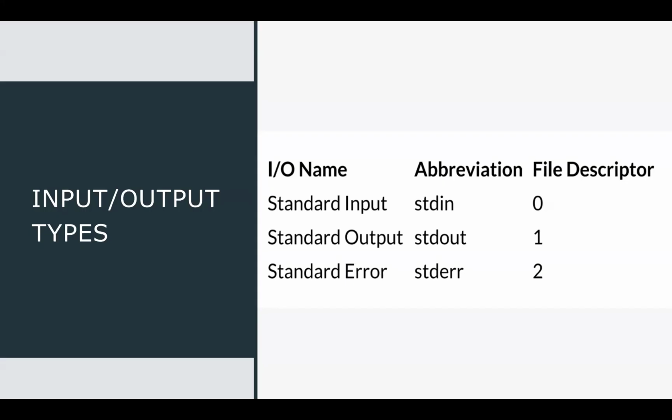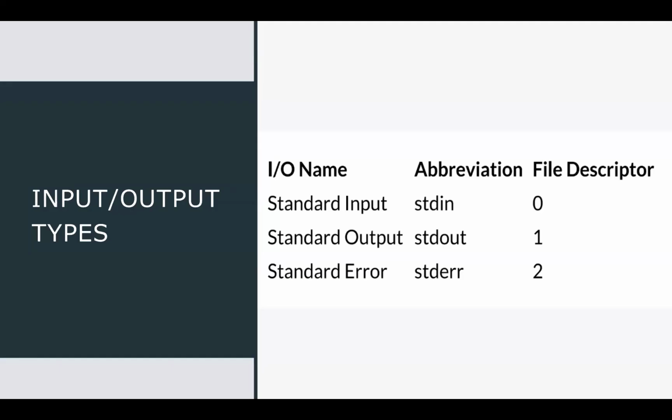Each one of these input and output types is given a file descriptor. File descriptors are just numbers that represent open files. For us humans, it's easier to reference files by name, but it's easier for computers to reference them by numbers. You might be thinking, my keyboard isn't a file, nor is my screen. On one level, that's true, but on another level, it's not. Linux represents practically everything as a file.